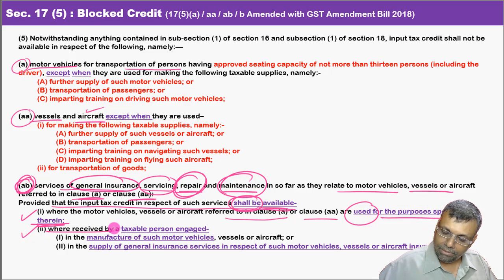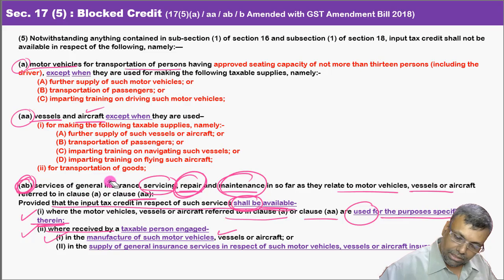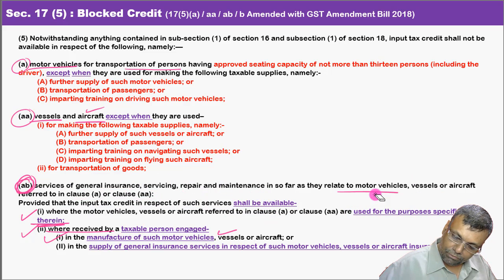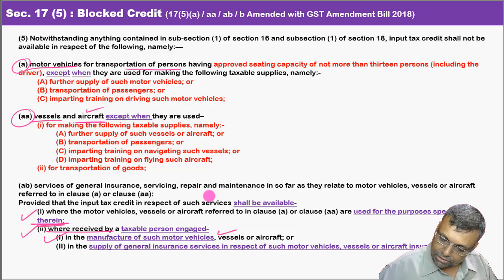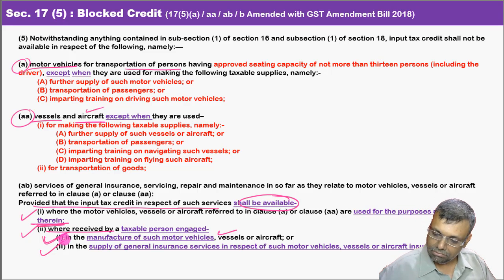It says that where any such services are received by a taxable person who is in the manufacture of such motor vehicle, then you are eligible for the purpose of input tax credit. So here the interpretation, don't forget and don't confuse yourself. It says that provided that input tax credit in respect of services shall be available in the following situation. So if you are a manufacturer of the motor vehicle, then you are naturally going to be eligible for the purpose of input tax credit.